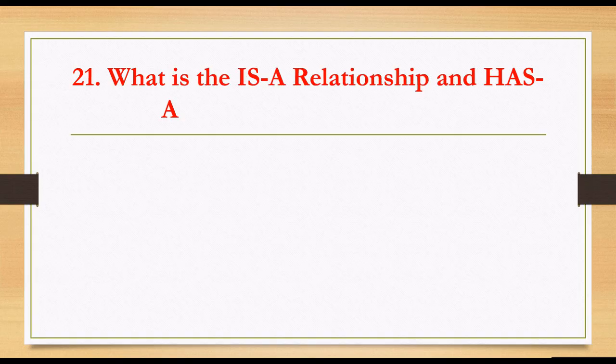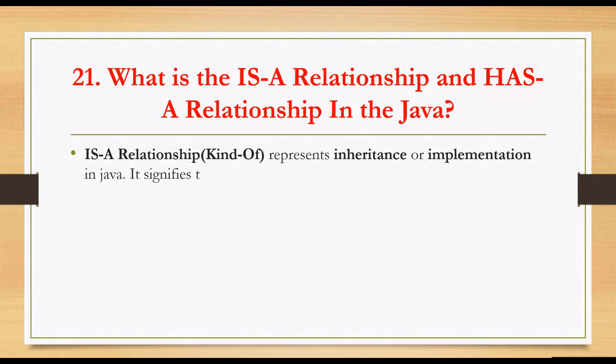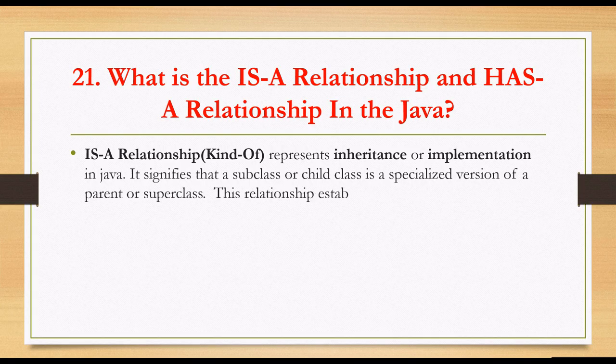So the first question is: what is the is-a relationship and the has-a relationship in Java. So what do we mean by the is-a relationship? The is-a relationship is a kind-of relationship. It represents inheritance or implementation in Java. It signifies that a subclass or child class is a specialized version of a parent class or superclass. This relationship is established using the extends or implements keyword. So if you want to implement the is-a relationship in Java, there are two ways. The first one is inheritance and the second one is implementation. These are the two ways we can achieve the is-a relationship in Java.